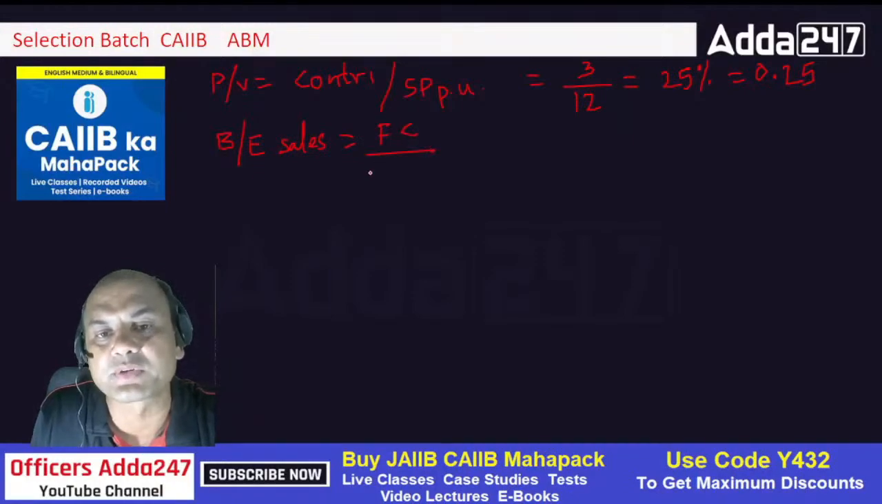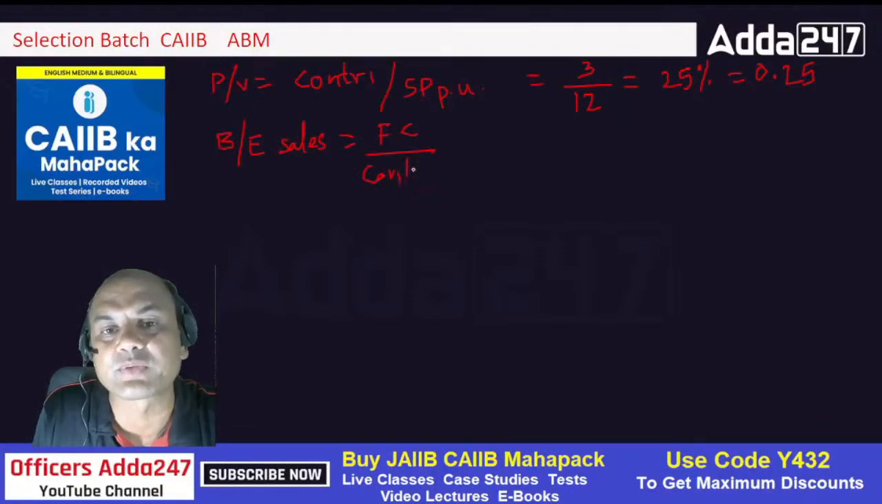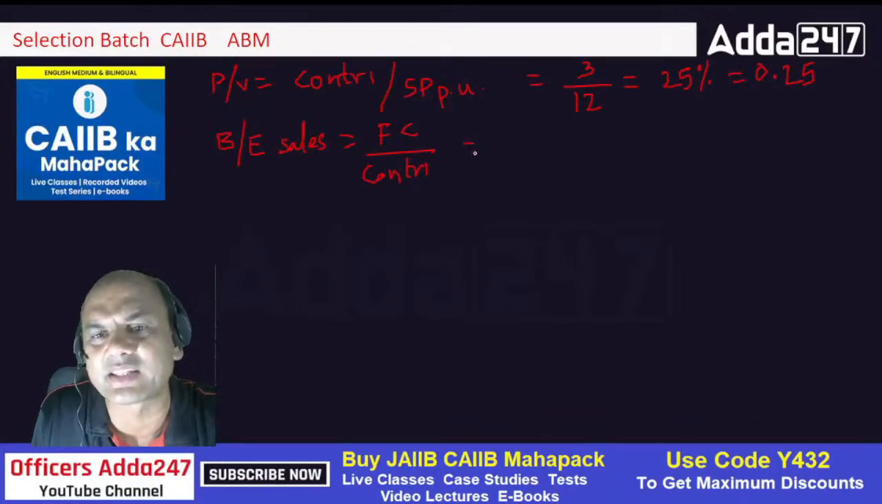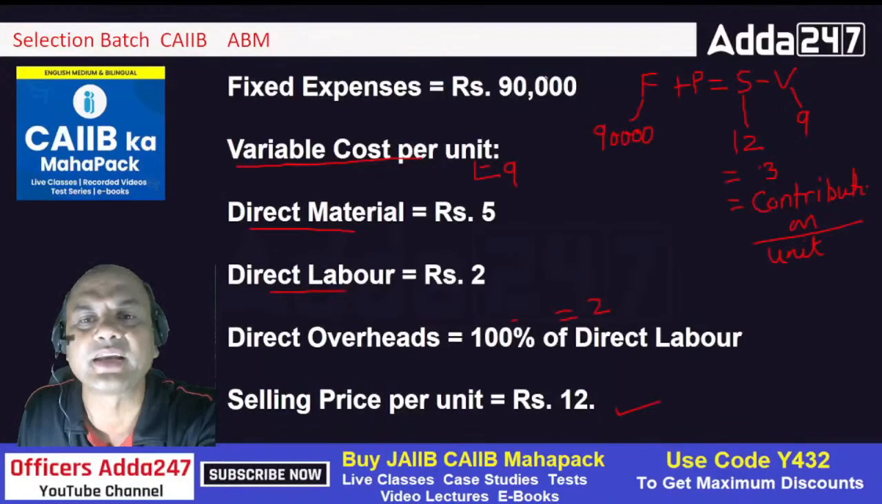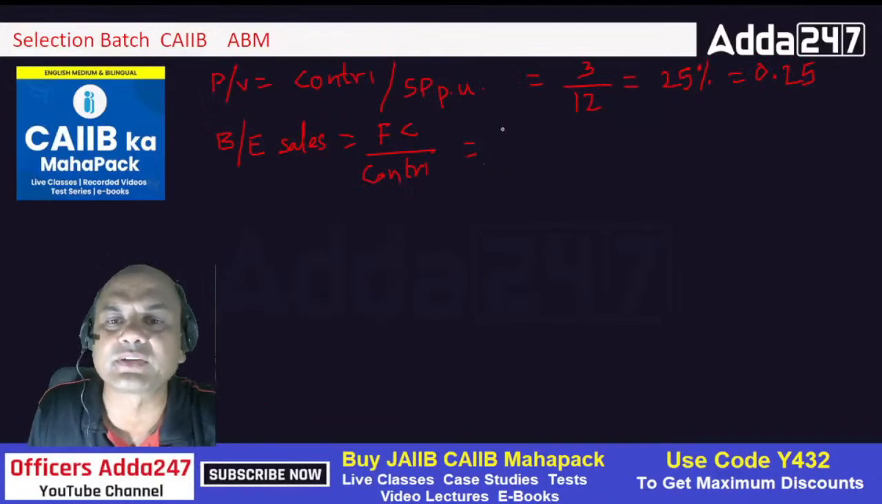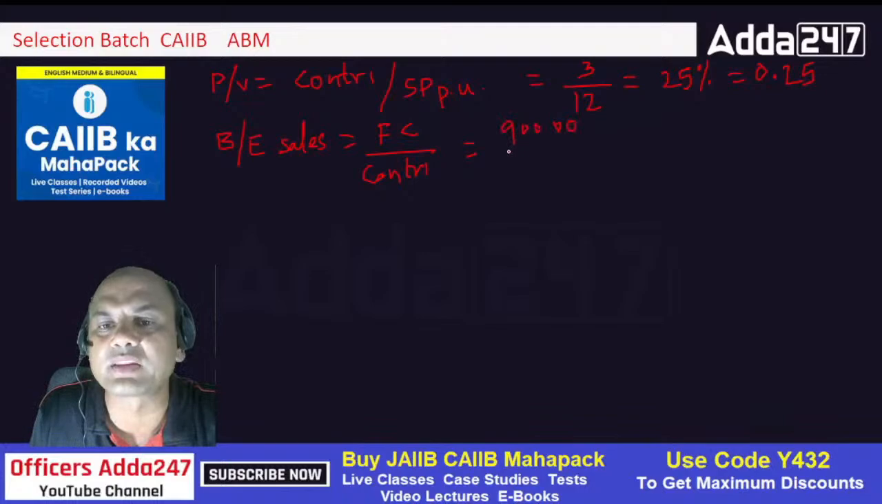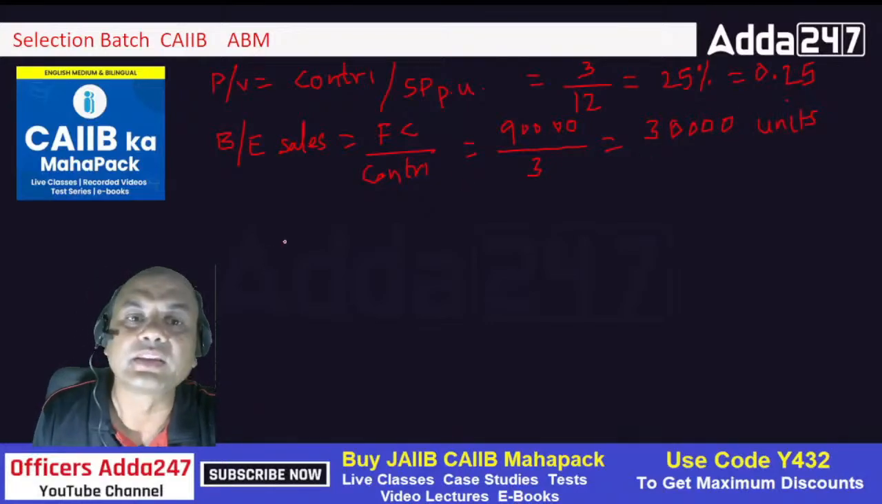So let's find out what is the fixed cost. It was given, isn't it? 90,000. Yeah, 90,000. Fixed cost is given as 90,000 upon the contribution. Contribution just now I got is 3 rupees. So what is my BE sales? It is 90,000 upon 3, so 30,000 units. I'll have to sell 30,000 units to get the break-even. Got it? Simple.